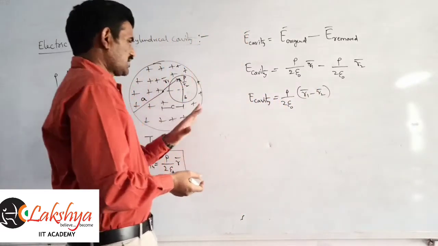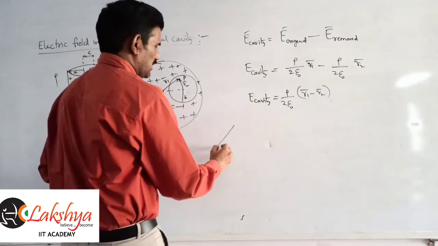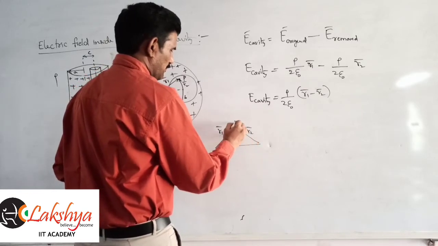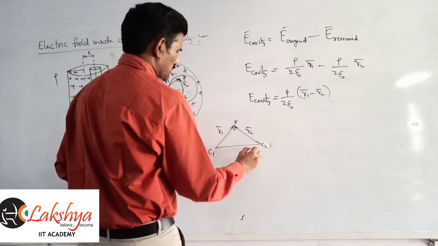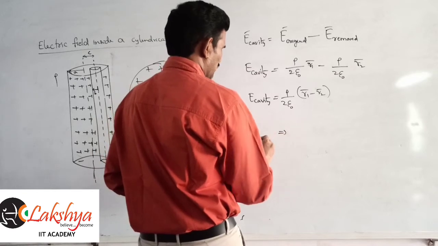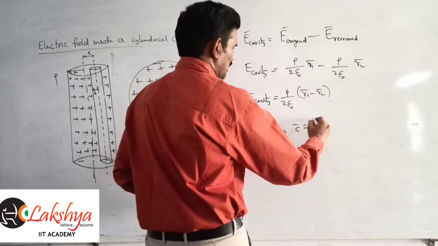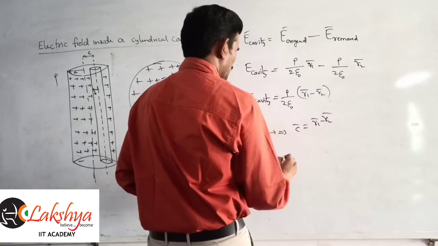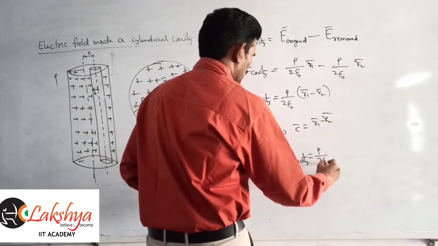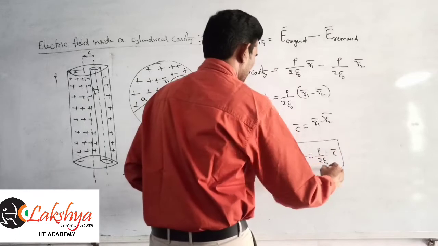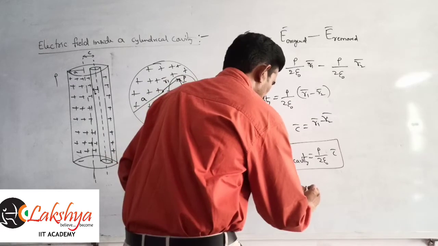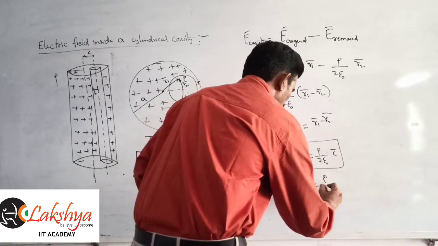That means you can consider the triangle like this. Suppose this is our point P, then R1 bar and this is the R2 bar. This is C1 and this is C2 here. So I can consider this as some C bar like this. Therefore from this diagram you can write this C bar as R1 bar minus R2 bar. Therefore this electric field inside the cavity you can write as rho by 2 epsilon naught into C bar. And so in magnitude we can write electric field inside the cavity is equal to rho by 2 epsilon naught into C.